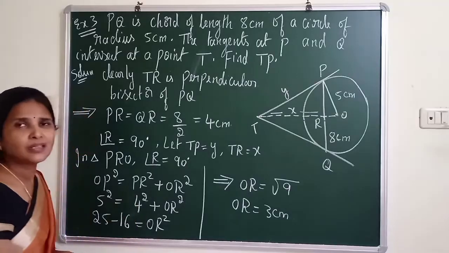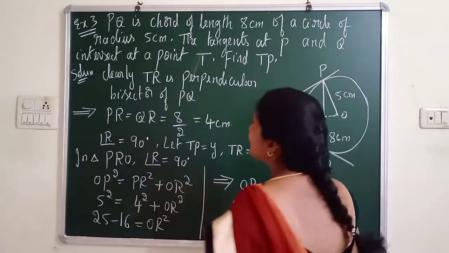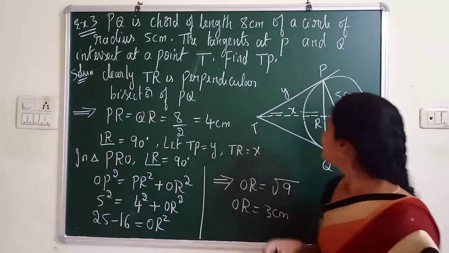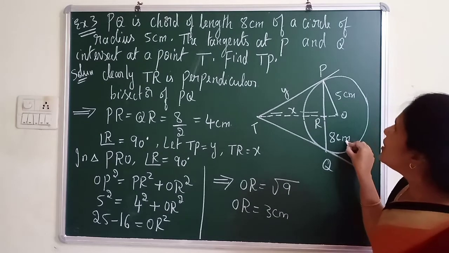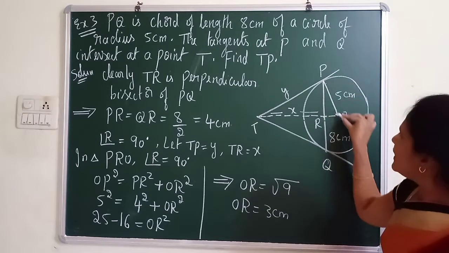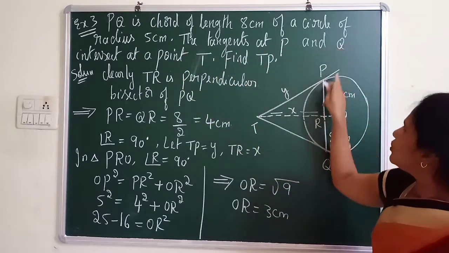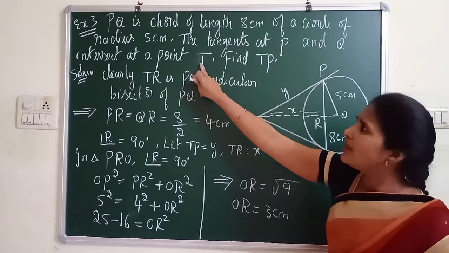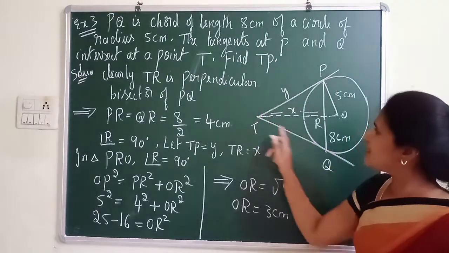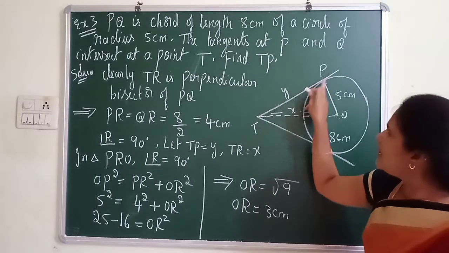Now let us start another example. Example 3, which states: PQ is a chord of length 8 cm of a circle of radius 5 cm. You can see a diagram. The tangents at P and Q, so here is P and here is Q, drawn from an external point, that is T. These two tangents intersect at a point T. And find TP, meaning I have to find the length of TP.